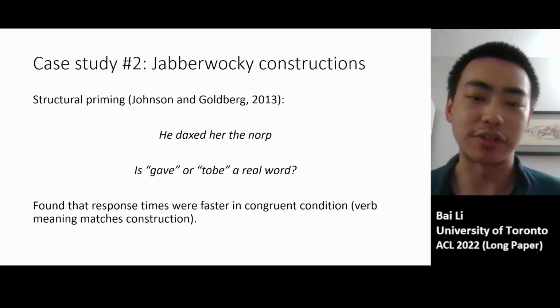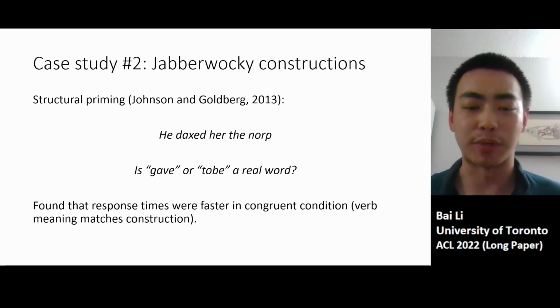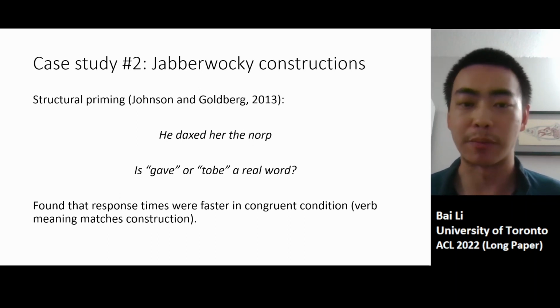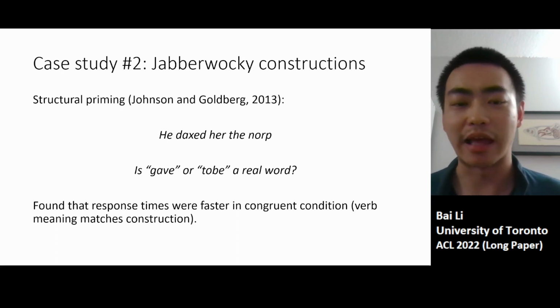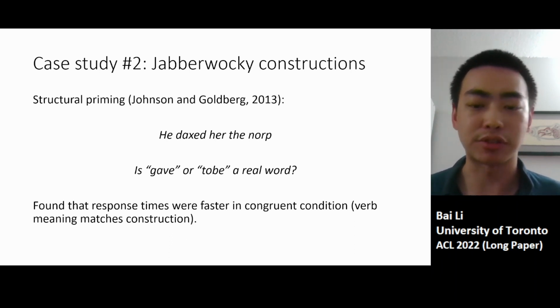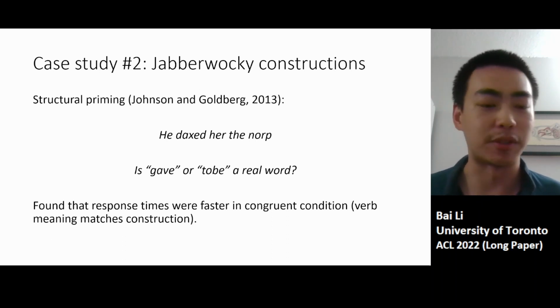And the point of this exercise is that the response times were faster when the conditions were congruent. So for example, in the sentence, it was a ditransitive sentence, and this has the same transfer meaning as the word gave. So when the verb meaning matches the construction, you expect that the response times will be faster than when the verb does not match the construction.